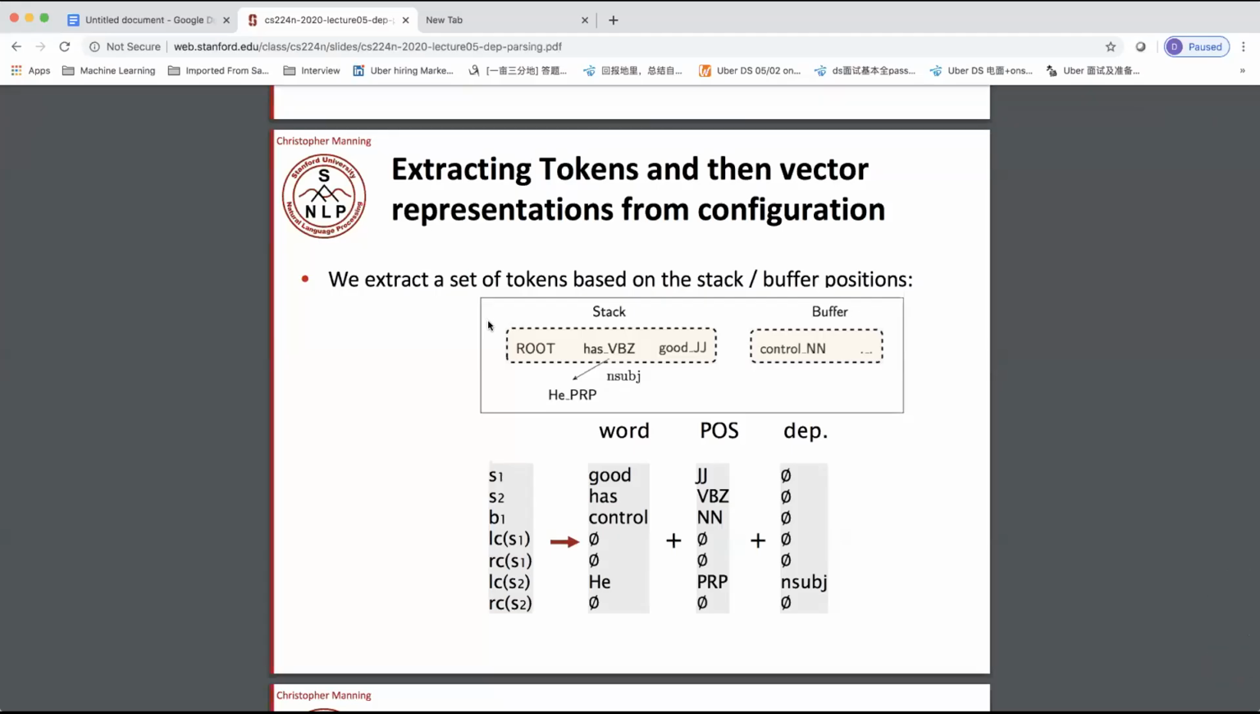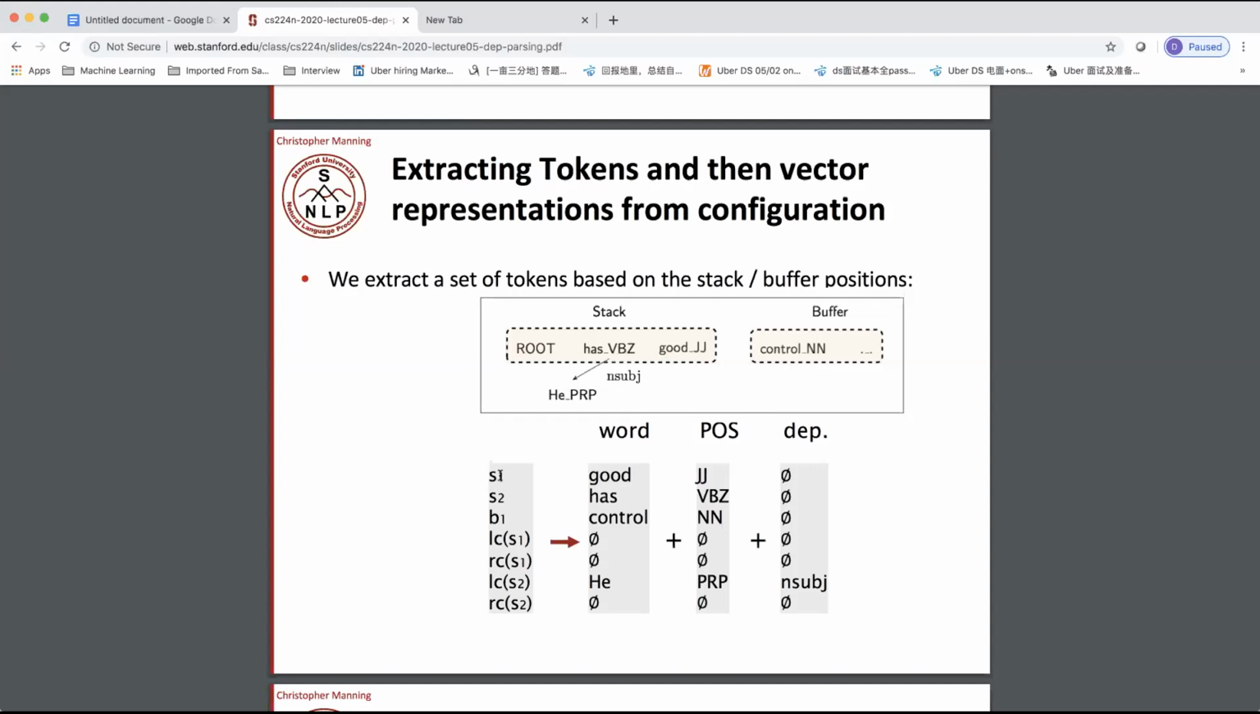So basically, this is the same kind of example Jing just mentioned previously. So we have a sentence: he has good control. So the stack has 3 different words right here: root, has, and good. That's the initial words that we already have. We could have another 3 words like control in the buffer, or even more words over there. Those are just our initial input over here, stack and buffer.